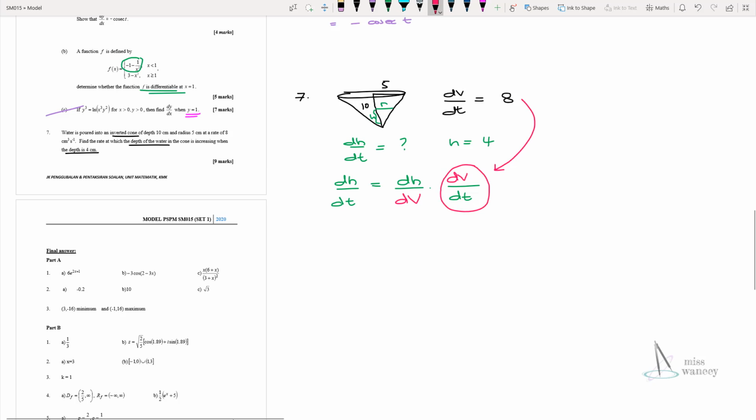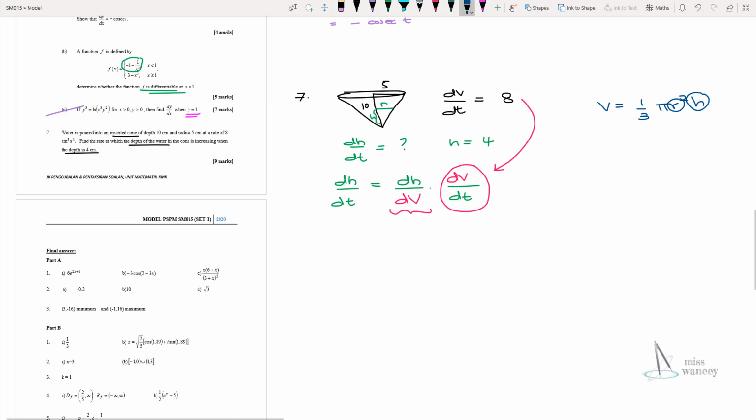So now the only problem is that I didn't know what is the value for dh over dv. So let us find out what is the formula involving v. So the volume is actually equal to 1 over 3 pi r square h. However, if I want to differentiate them with respect to h, I have two variables over here. The first one is r, the second one is h. So I cannot simply differentiate everything with respect to h. Because if not, it will become implicit differentiation. So I want to change everything in terms of h, so that it will be easier.